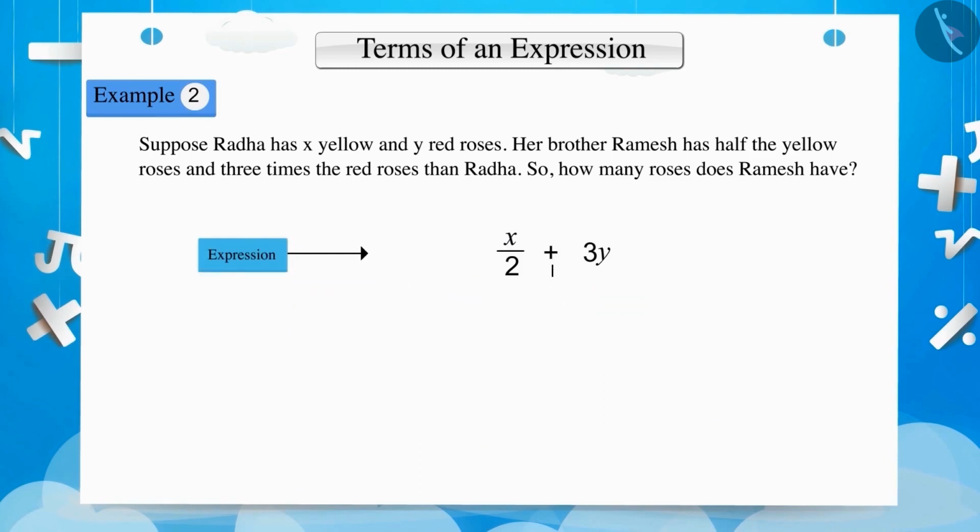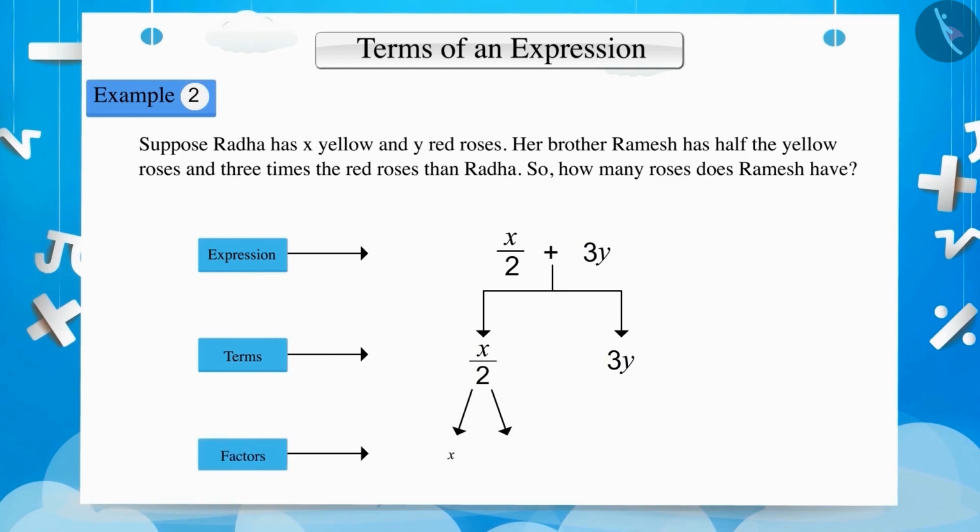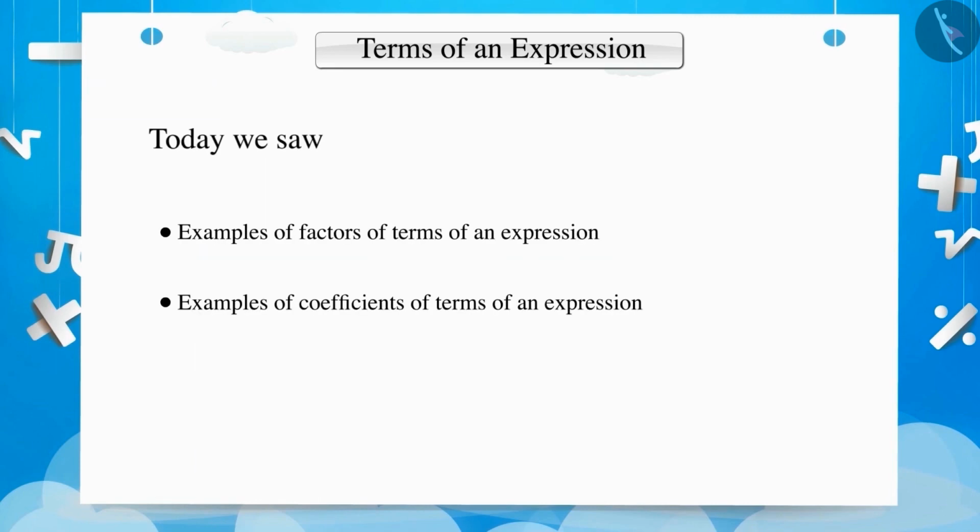In this expression also, we have two terms. The first term is X by 2 and the second term is 3Y. Thus, the factors of the first term of the expression, X by 2, are X and 1 by 2, and the factors of the second term 3Y are 3 and Y.